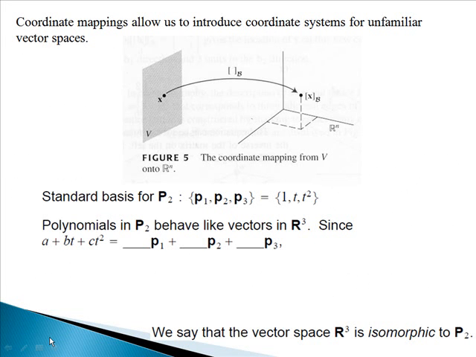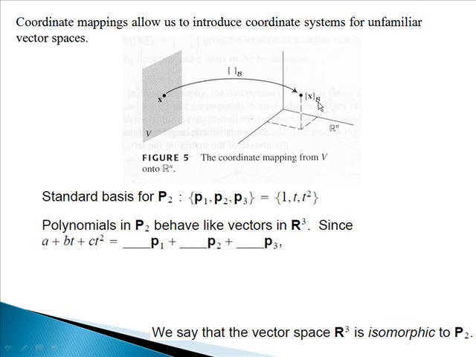Coordinate mappings allow us to introduce coordinate systems for unfamiliar vector spaces. In this picture, excuse that it's not very clear, we have a vector space V and we don't really know what it is, and some vector x that's in it. If I multiply by the beta coordinates, then I am mapping from V, whatever our vector space was, onto R^n.